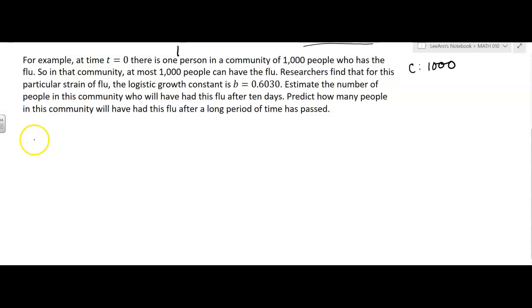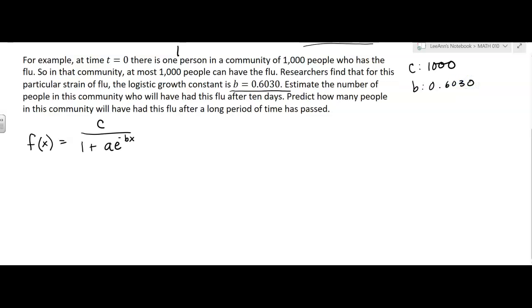Let's go ahead and write our formula over here. And we had that from the last video. C over 1 plus A e to the negative bx. So we know what C is. And eventually we're going to need to know A and B so that we can use this formula. Researchers find that for this particular strain of flu, the logistic growth constant is B equals 0.6030. So they give us that information.